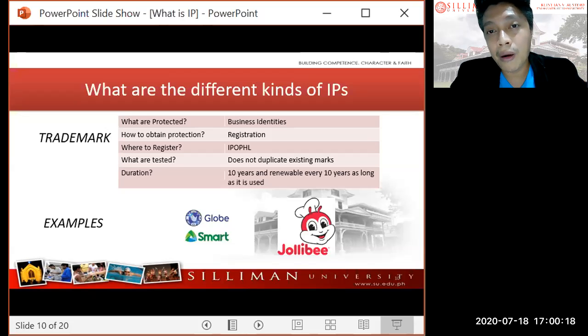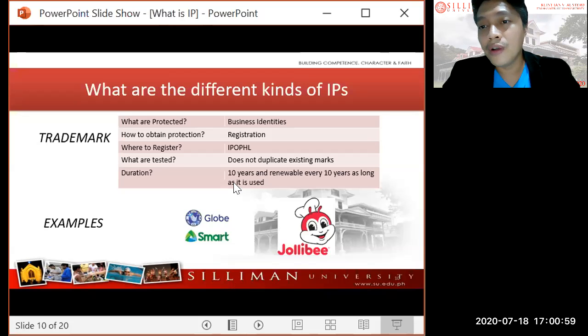You can go to the Department of Trade and Industry, where there is a satellite office in which you can register your trademarks. Trademarks, again, are registered with IPOPHIL. What is tested is that it does not duplicate an existing mark, so there should be no duplications. The duration of the trademark is 10 years, renewable every 10 years as long as it is used. A good example is the trademark of Globe and Smart.